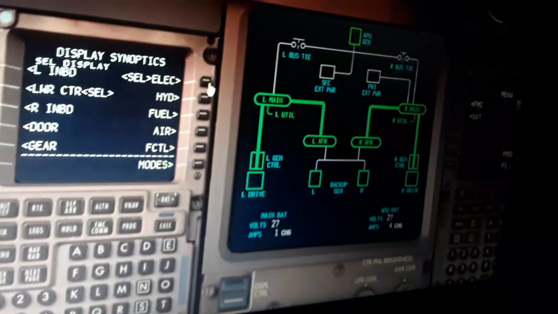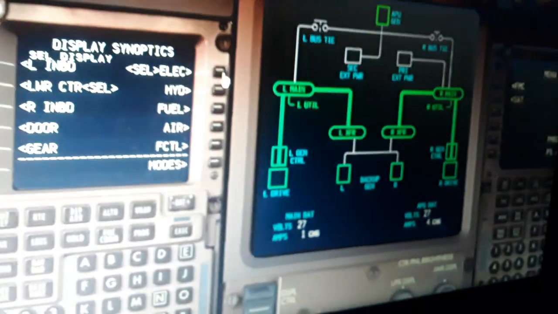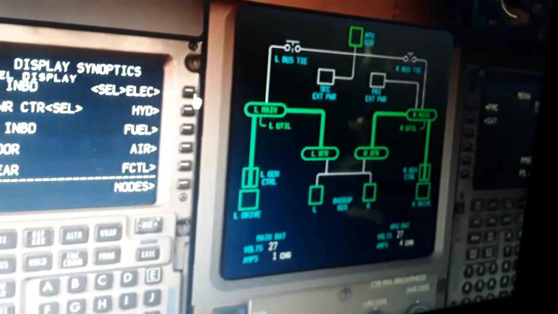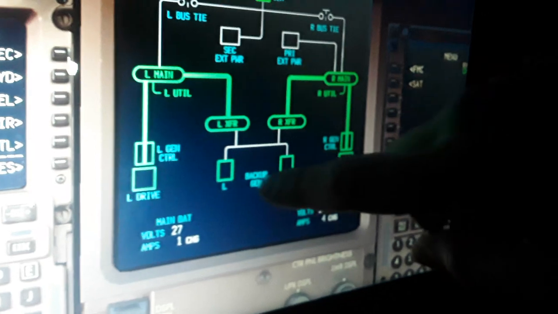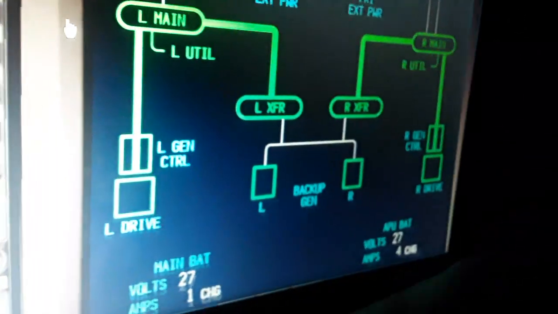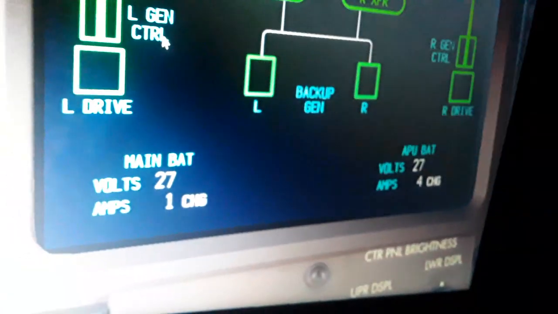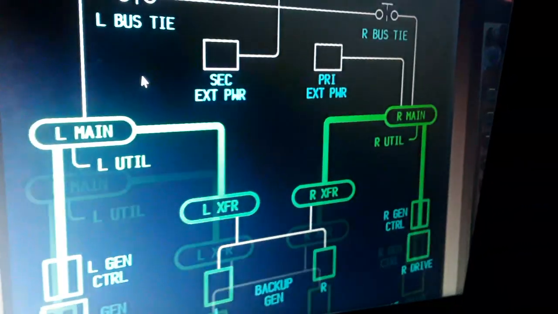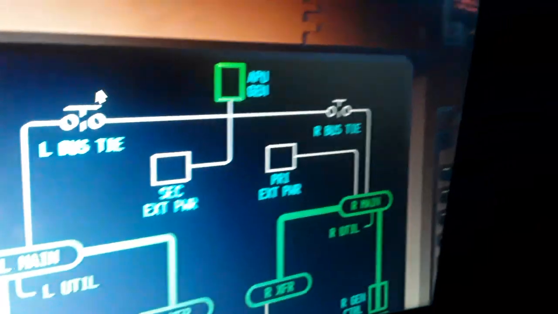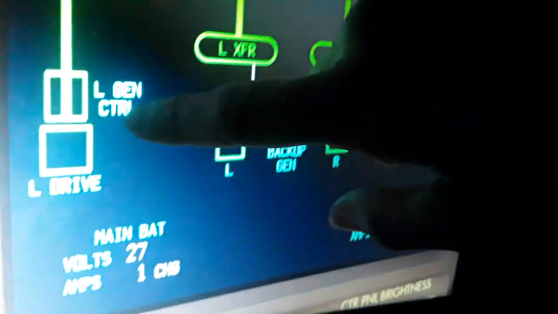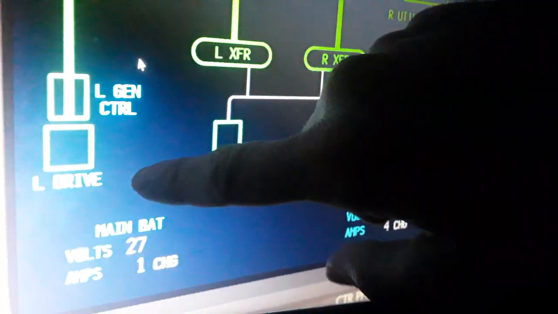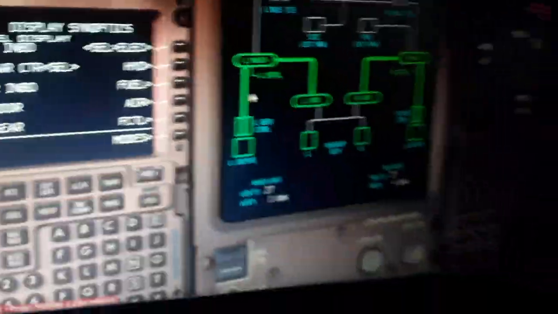The left and the right engine integrated drive generators are also in the overhead panel. You can see the diagram here, the electric, the digital display, main battery, the voltage of the battery and the discharge, and also the APU is on here. Auxiliary power unit. So you can see the generator from the engine left and right, and the drive connect.